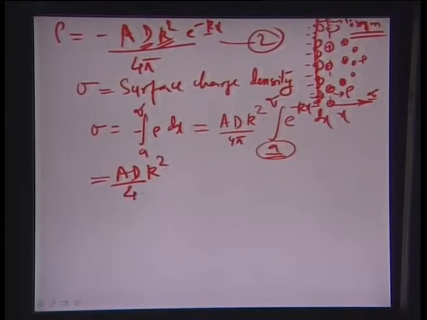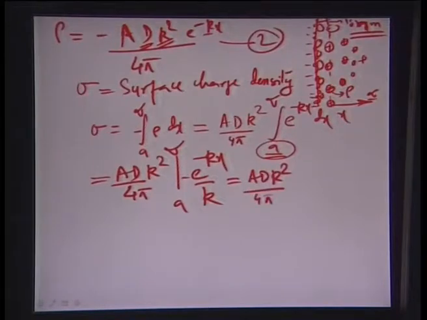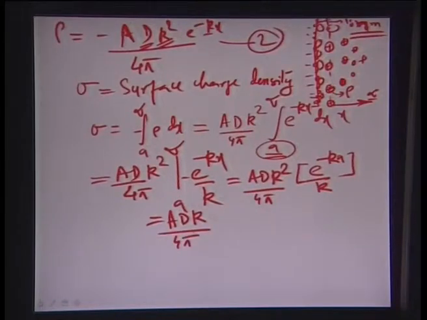So, if you solve this integral here, you are left with a d k square by 4 pi integral a to infinity e to the power minus k x by k, of course with the minus sign, and this would eventually convert into a d k square by 4 pi times e to the power of minus k a by k, or in other words finally converting into a d k by 4 pi e to the power of minus k a.